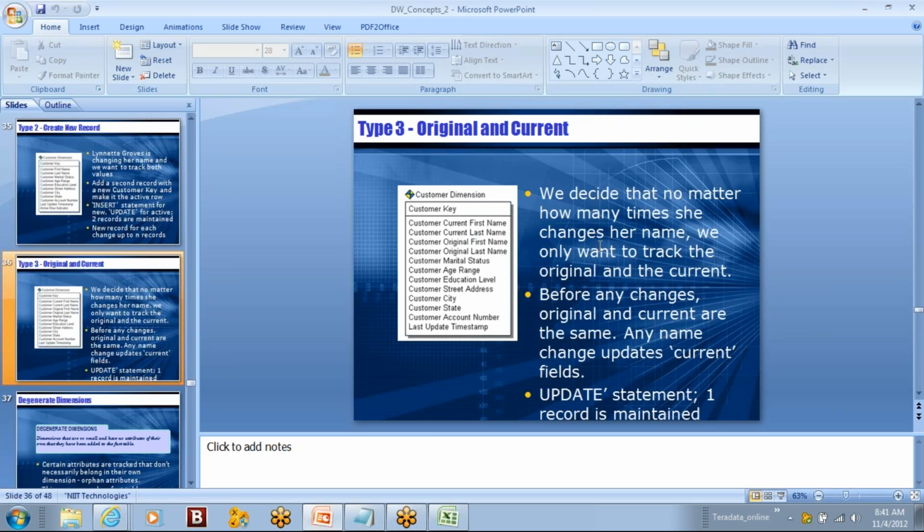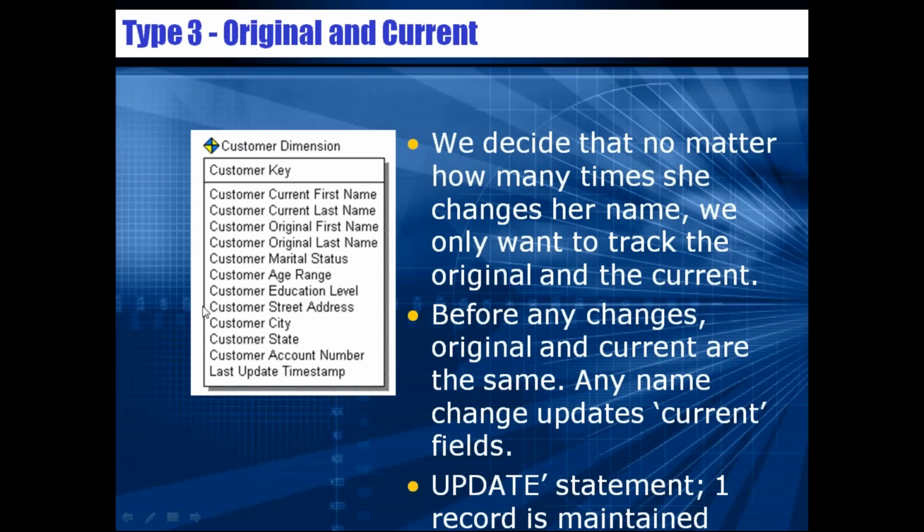And coming to type 3, we maintain limited history. So by seeing this dimension, can you observe on what columns I am maintaining history and how many versions of history I want to maintain? Can you tell that by seeing this dimension?